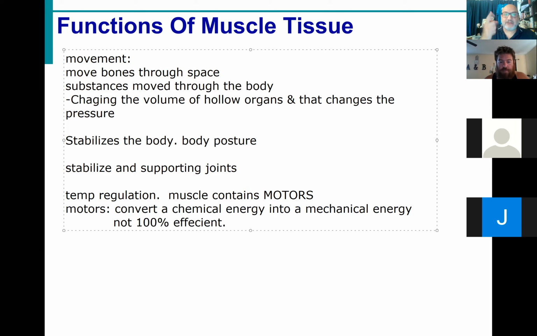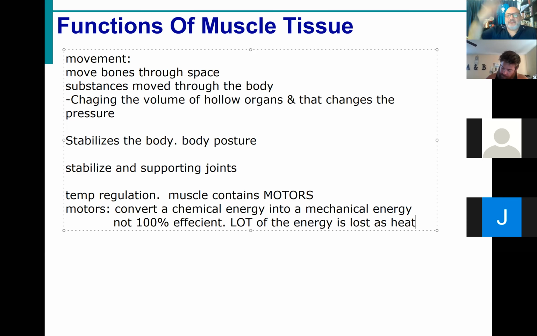And a lot, especially with our muscles, a lot of that energy is lost as heat. In fact, in some of our muscle contractions, as much as 75% of the energy is lost in the form of heat. That is incredibly inefficient, right? If your car was only able to convert 25% of the energy of your gasoline into propulsion and lost 75% of it as heat, would that be the kind of car you would want to own?